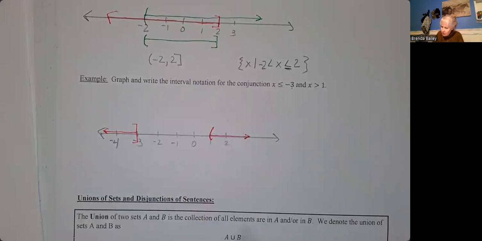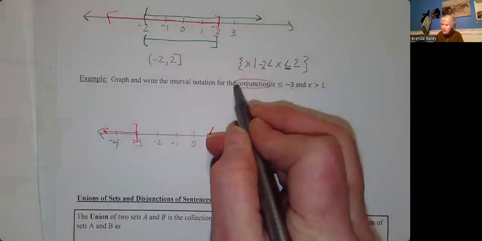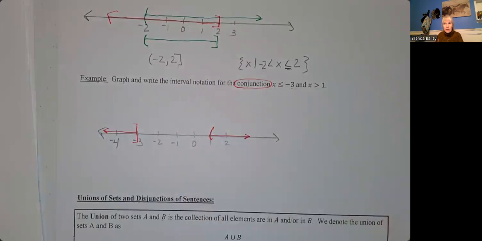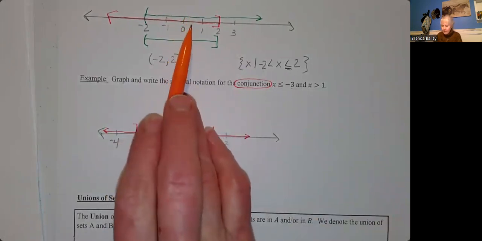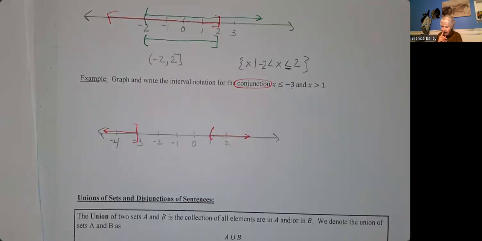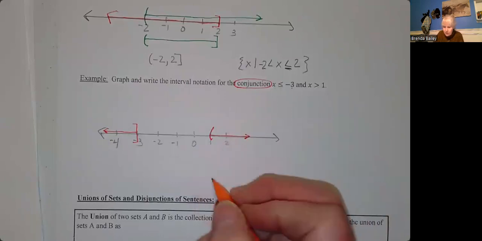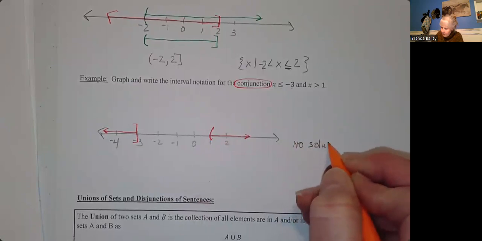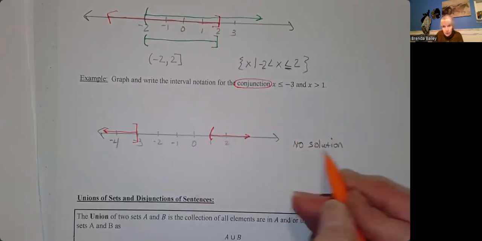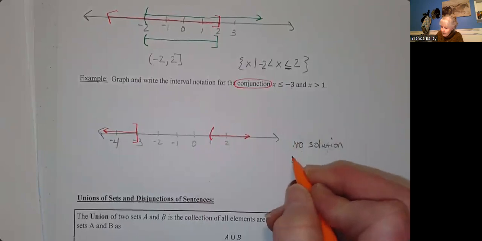Now, this is a conjunction, which means we want what's in common between these two graphs. And obviously, there's nothing in common. This is over here, this is over here. They're not the same. There's not a crossover like the one up here, where we had a common area. So here, this is a no solution. Depending on Pearson and the problem, it could be no solution, or they could spell out empty set.